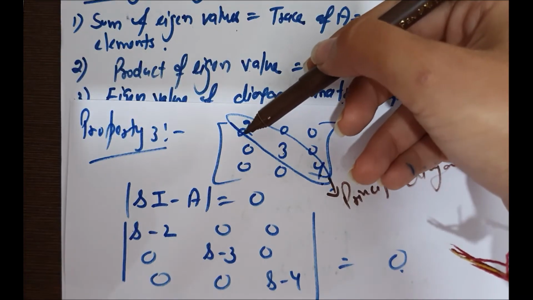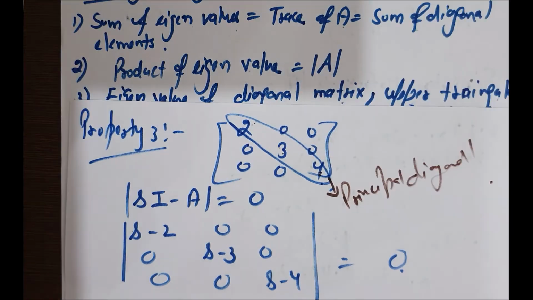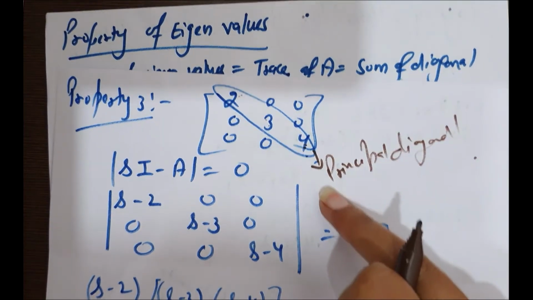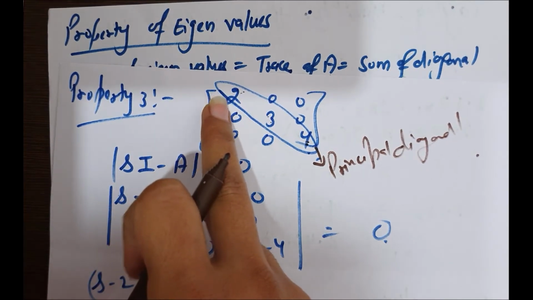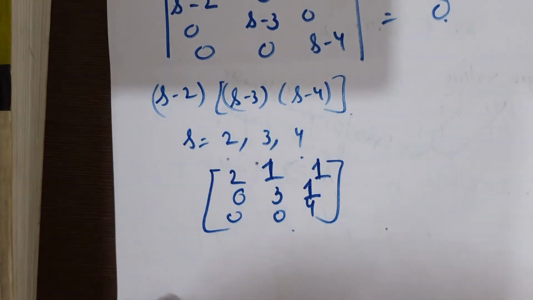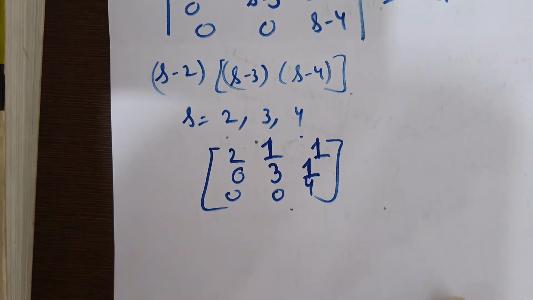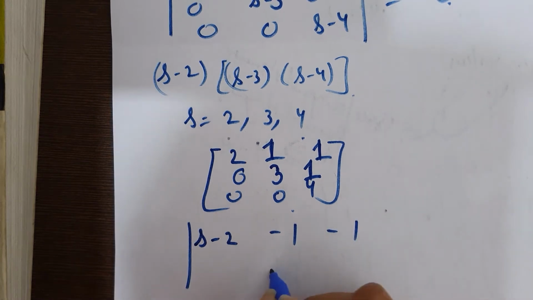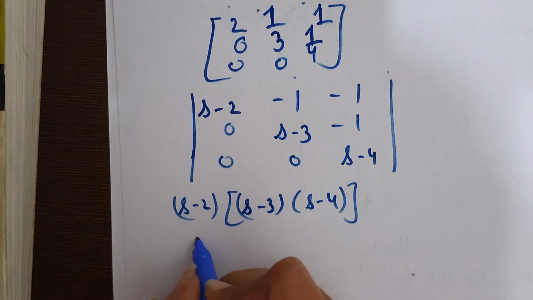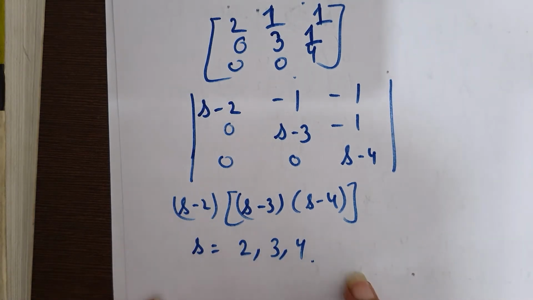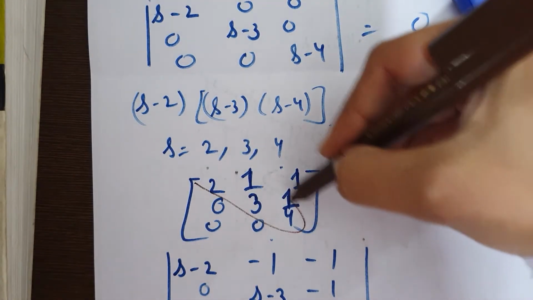If we have a matrix with elements on the principal diagonal, we don't need to calculate its eigenvalues, because its eigenvalues come out to be the same as the elements on its principal diagonal. Here the elements on the principal diagonal are 2, 3, 4. Eigenvalues come to be 2, 3, 4. Let's take another example of an upper triangular matrix. Calculate its eigenvalues. Eigenvalues come out to be 2, 3, 4. Elements on the principal diagonal are also 2, 3, 4.